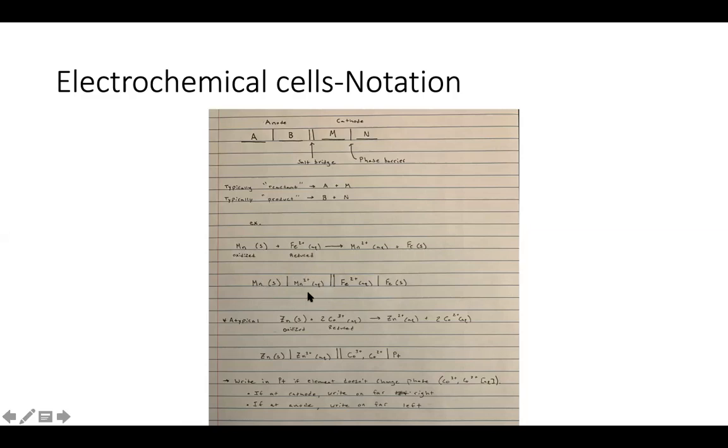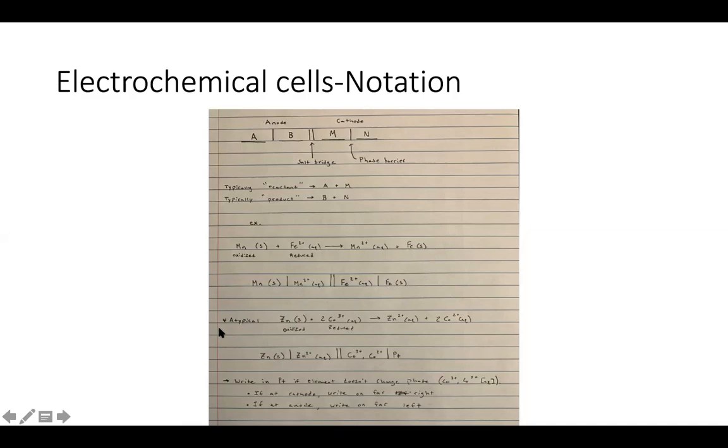Now that we've written our anode portion, we're going to write our double line, which separates our anode portion from our cathode portion. Our cathode portion is where reduction occurs. So on the left-hand side of this singular line for my cathode, I'm going to write how my reduced element appears on the reactant side, so iron 2 plus. Now on the right side of this single line, I'm going to write how iron appears on the product side, so iron solid. So this would be the correct notation to write this above example redox reaction.